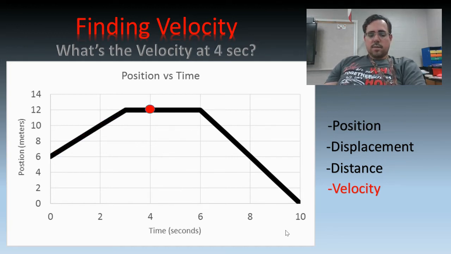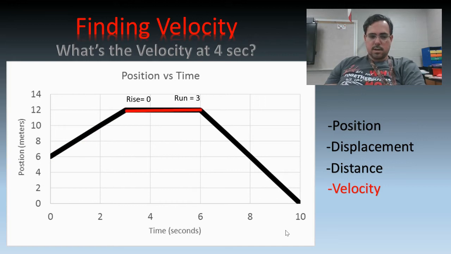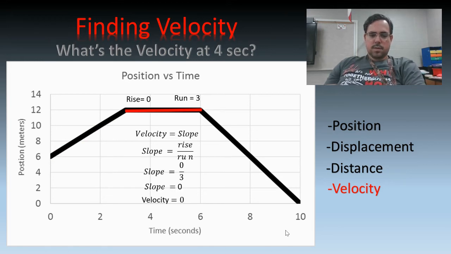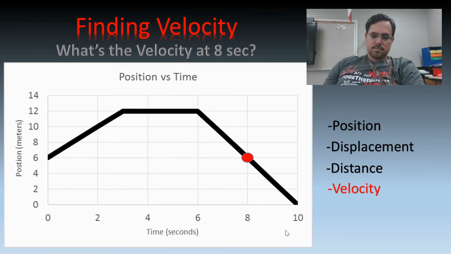What was the velocity at 4 seconds? There you have a flat line. A flat line does not go up or go down. Therefore, the rise is 0. The run is 3. So to find the slope, you just take 0 divided by 3, and that, of course, gives you 0. So the velocity was 0 during this time. You can notice the position never changed, so during that time, velocity was 0.